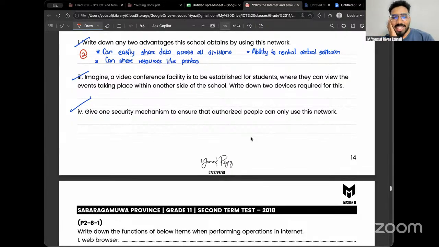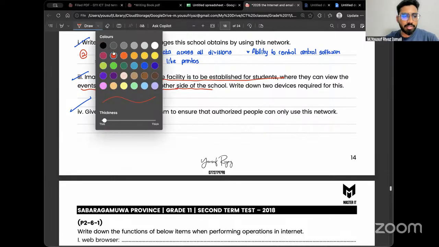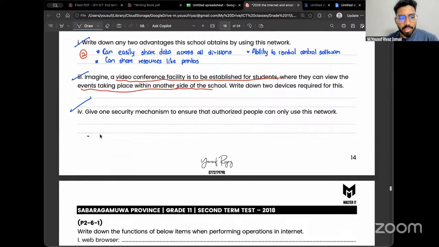Imagine a video conference facility to be established for students where they can view the events taking place within another side of the school. Write down two devices required for this. I'll explain what that question means. For example, imagine we have a school here. In this school, let's say there is a small hall, and in this small hall there is an event happening. So there is no space for everyone to stay here.